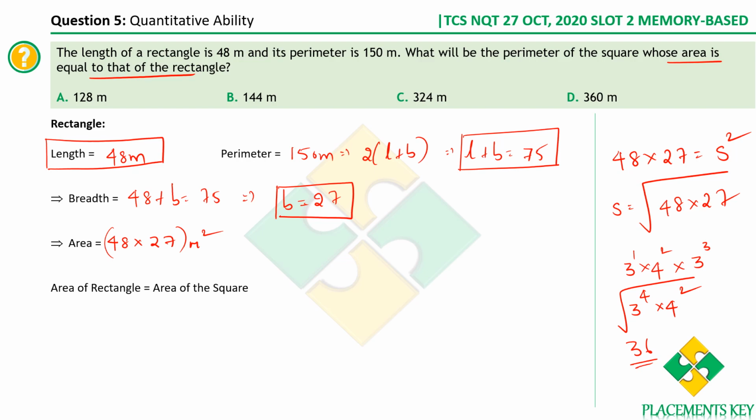So therefore the side of the square is 36. What are we supposed to find? We are supposed to find the perimeter of the square. We know the perimeter of the square is 4 into s, 4 into 36. So we get it as 144 meters, which is option B.